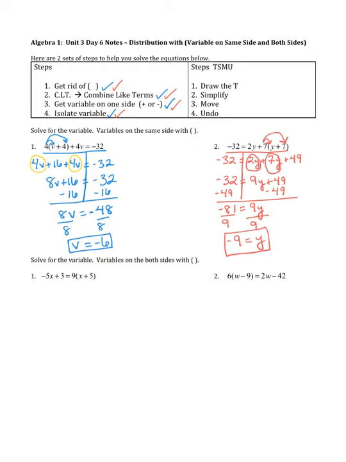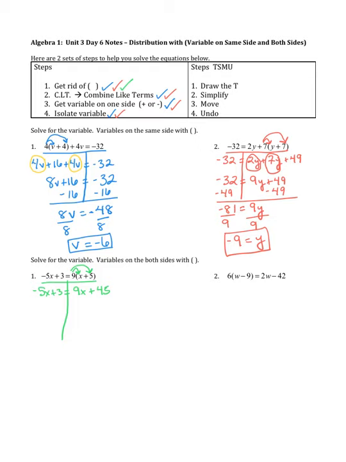Now we're going to do the same thing, but we're going to have variables on both sides. So draw my T. That's a really bad T. Draw my arrows so I know what I'm distributing. I have negative 5x plus 3 equals 9 times x plus 9 times 5, 45. So I took care of the parentheses. Are there any like terms I can combine?